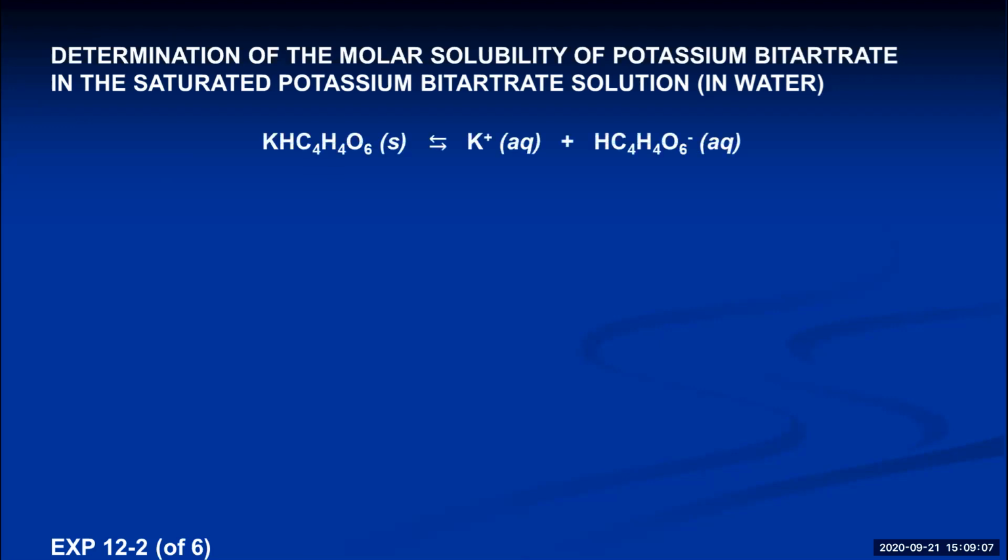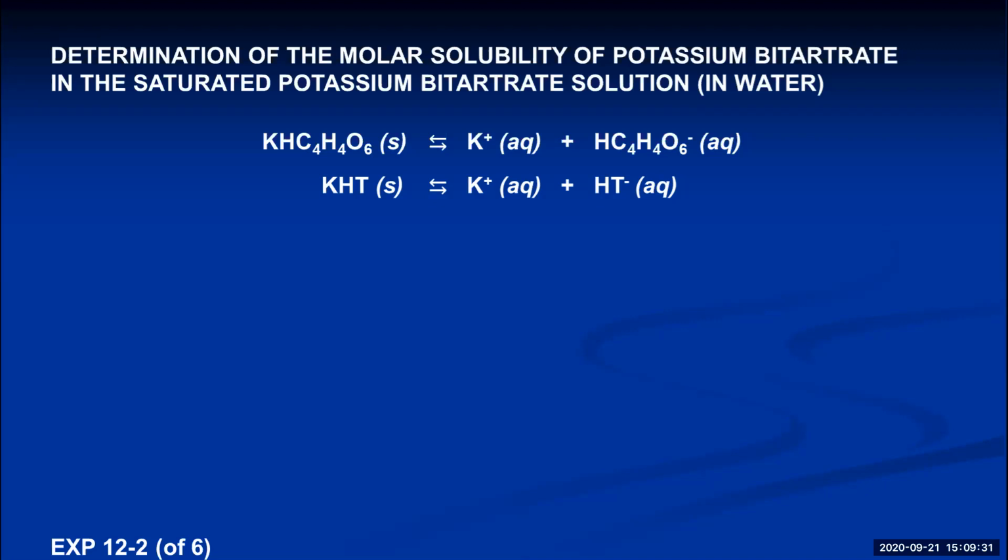Now, what's happening? When potassium bitartrate, whose formula is KHC4H4O6, dissolves in water, the potassium ion and the bitartrate ion separate from each other. And just for simplicity's sake, if I can abbreviate C4H4O6 with a T for tartrate, then I'm going to write the reaction that's occurring: KHT solid turns into potassium ions plus bitartrate ions.